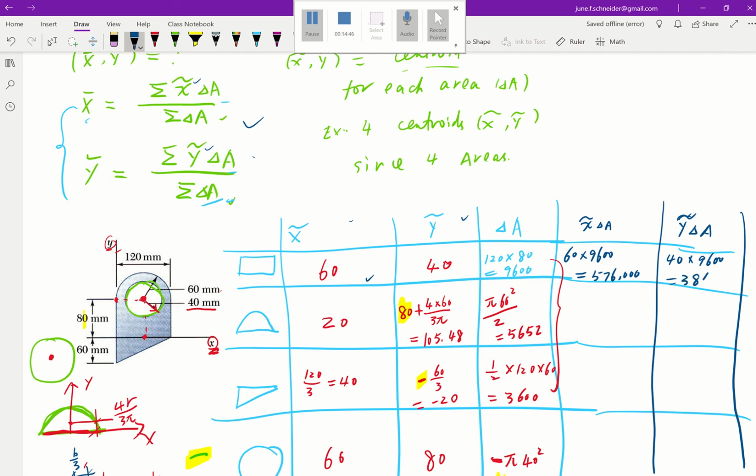We have 384,000. Then do the same thing for the next values. X tilde, 20 times delta A, 5652. Then we'll have 113,040. Then for Y tilde, 105.48 times 5652. I really started thinking this would be great if I were doing this in Excel. So I would encourage you, for the next problem or even for this one, to use Excel, because that would be quicker.